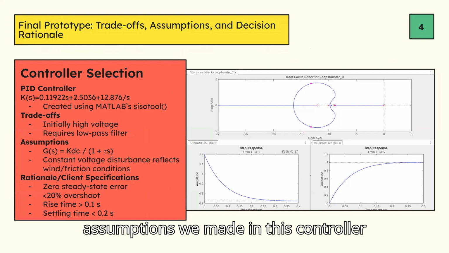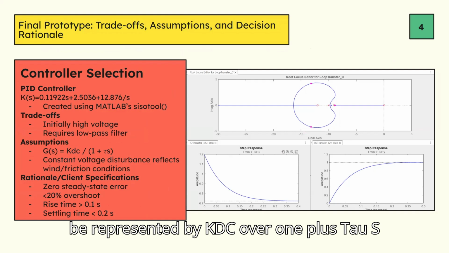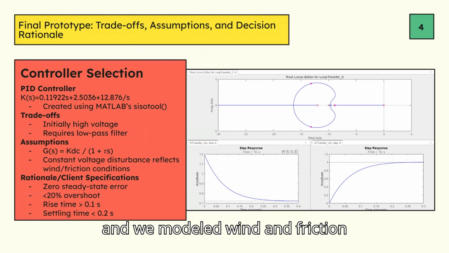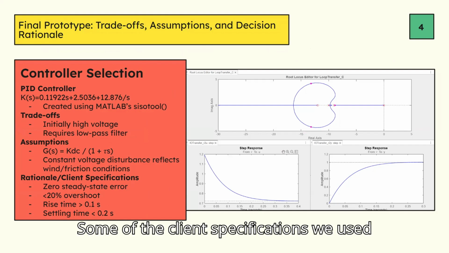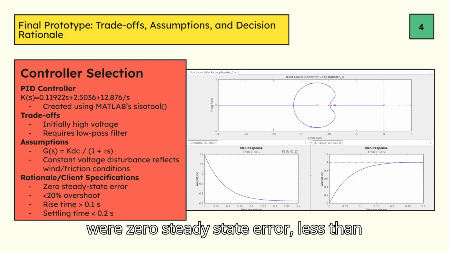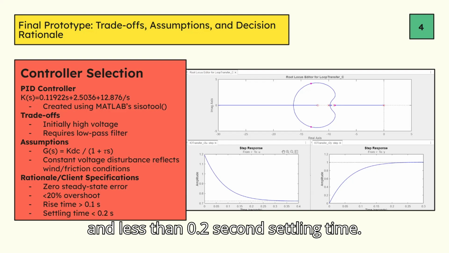Some of the assumptions we made in this controller were that the plant transfer function can be represented by KDC over 1 plus tau s, and we modeled wind and friction conditions using a constant voltage disturbance. Some of the client specifications we used were zero steady-state error, less than 20% overshoot, over 0.1 second rise time, and less than 0.2 second settling time.